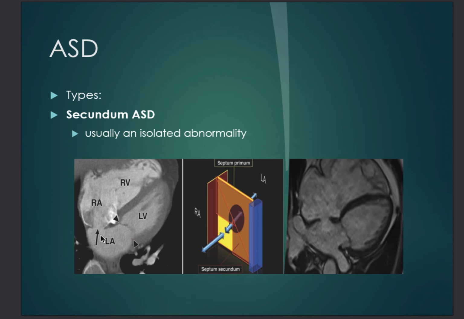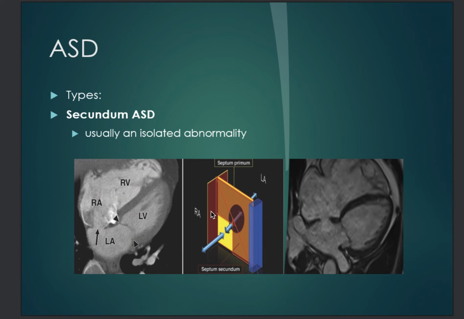So the important points to comment on in secundum ASD are, of course, the size of the ASD, and whether there are sufficient margins around the ASD to close it percutaneously rather than surgically. So if there is an anterior rim and a posterior rim, and then in a short axis view, we could comment on the superior rim and the inferior rim, where a device will fit in. It's not necessary that all four rims will be available or sufficient.